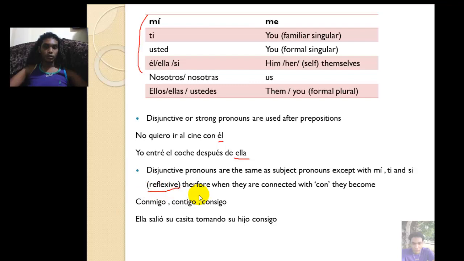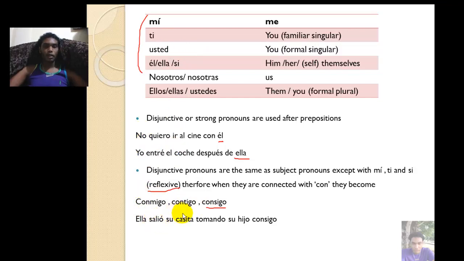So when they're connected with con, they become conmigo, contigo, consigo. Okay? So this is con él, con ella, conmigo, contigo, consigo. The reflexive part would be explained a little later. So what we need to really understand here is that after prepositions, we use él, ella, nosotros, ellos, ellas, ustedes, etc. But when it's combined with con, it becomes conmigo, contigo, consigo.